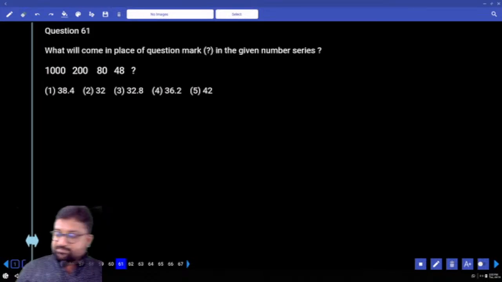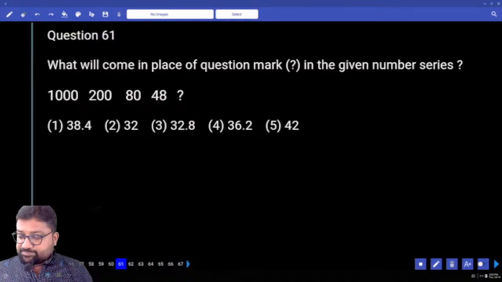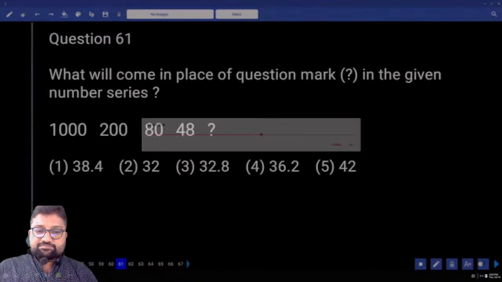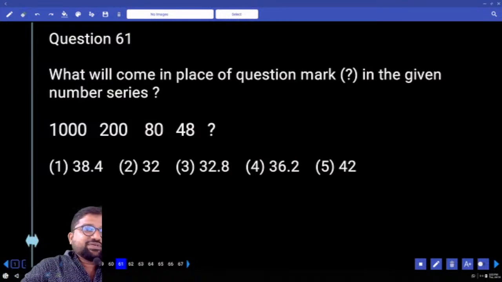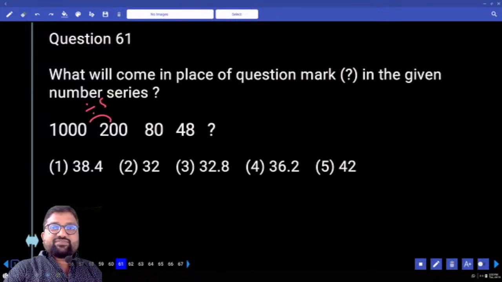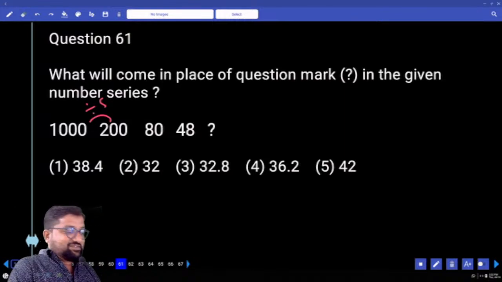Chalo. Good one. Now it has to be division. There is no other option. It has to be division. What do you say? Everybody says divided by 5. Divide by 5. Can 200 divided by what will give me 80?